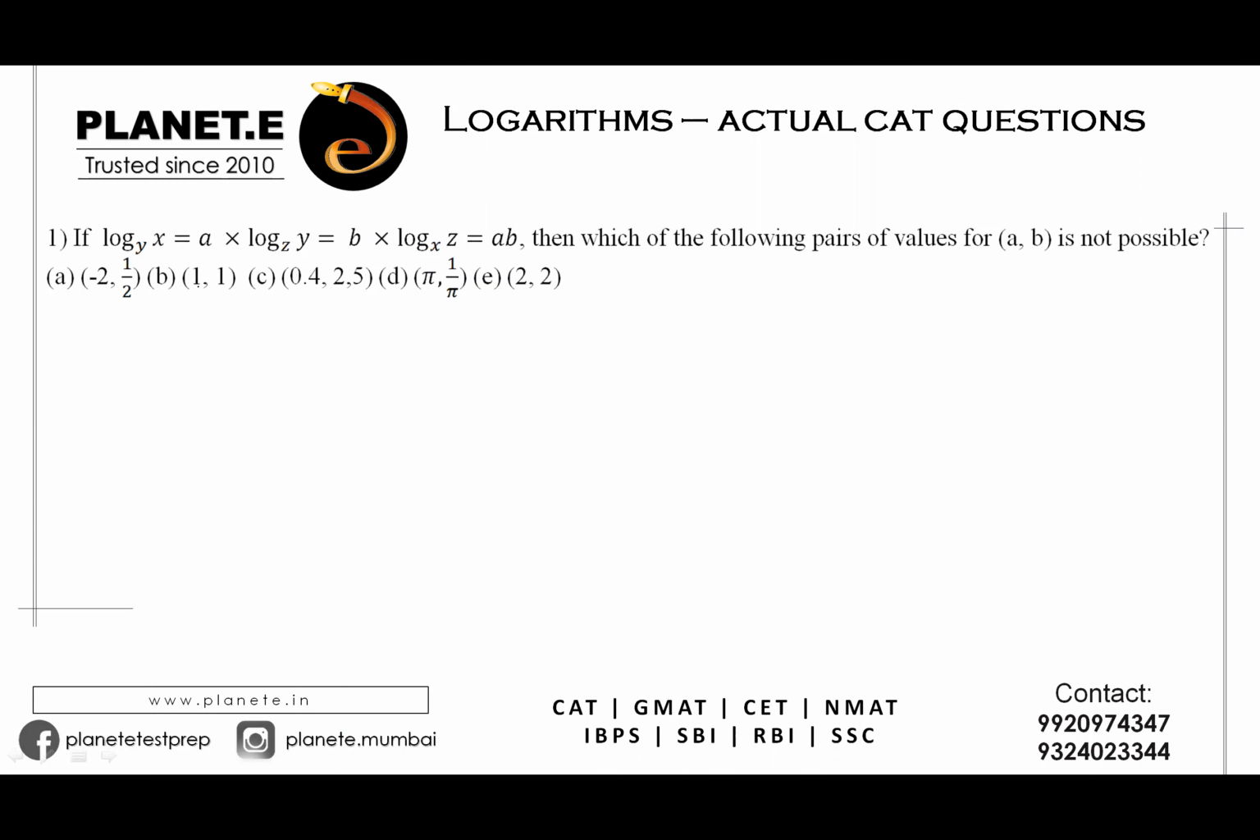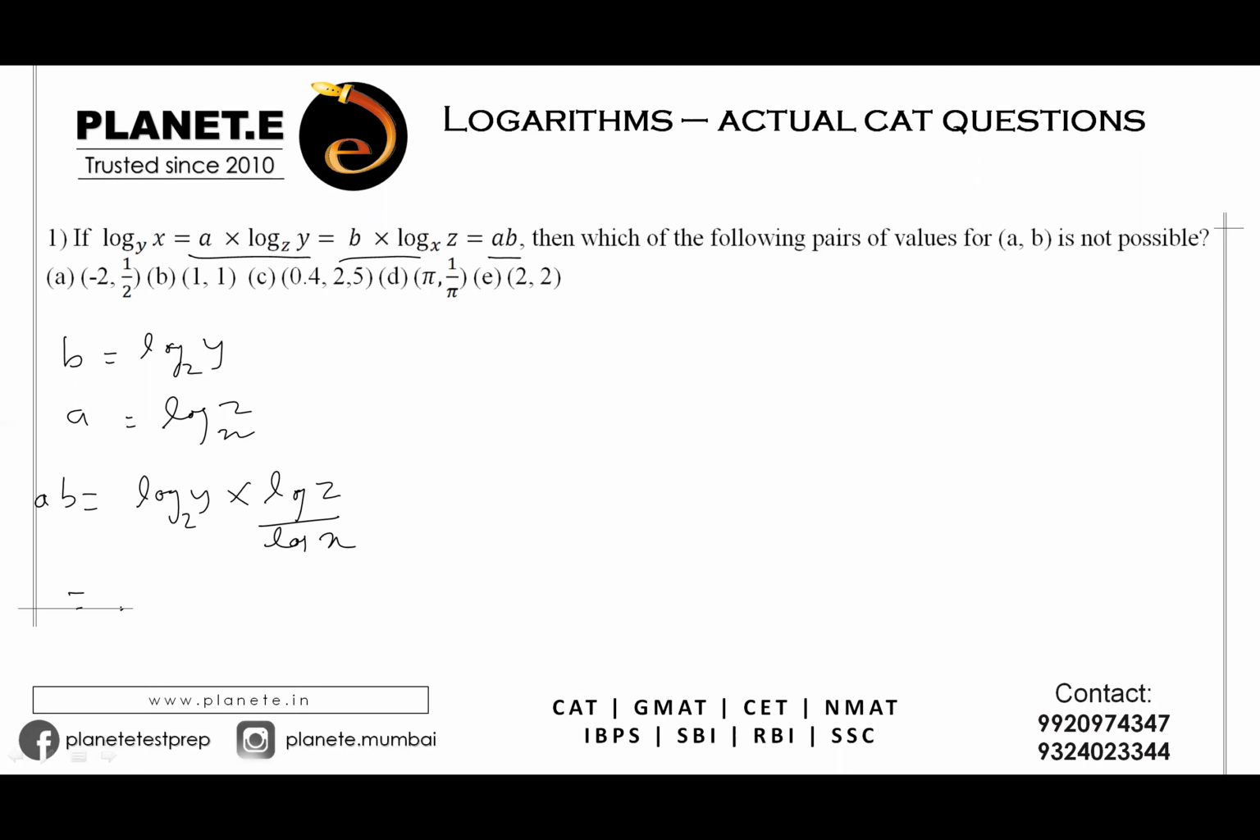So if we compare this part with AB, I can see A cancels, B will be equal to log Y base Z. Similarly, if I compare this part with AB, I can see my A will be equal to log Z base X. So if I multiply these two things now, I'll get AB is equal to log Y base Z into log Z to the base X, which I can write like this.